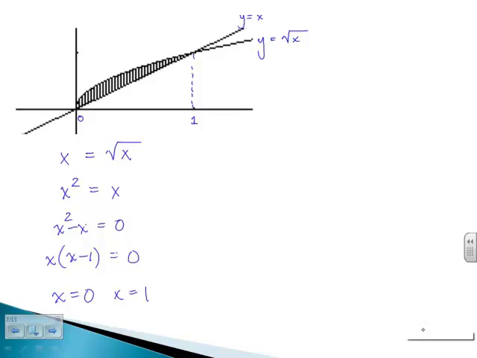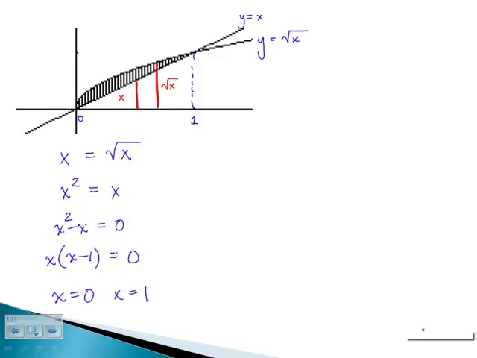To find the volume, once the region is revolved about the x-axis, we need to know the inner radius and we need to know the outer radius. As you can see from the figure, the inner radius is the curve x, and the outer radius is the curve the square root of x. Again, the inner radius is x, and the outer radius is the square root of x.